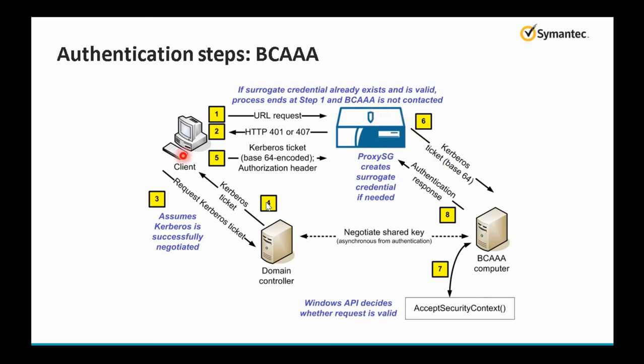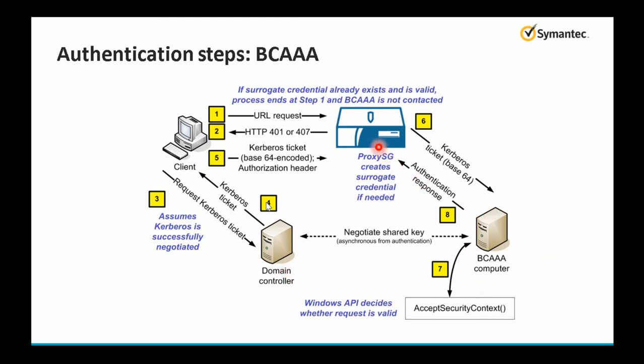So when the proxy receives a ticket from the client, the proxy could not decrypt the ticket, right? Why? Because the proxy does not have the shared key, because the proxy is not a member of the domain. Who has the shared key? The BCAAA server. So it sends the ticket to the BCAAA server. The BCAAA server has that third key, is able to decrypt it and validate the credential.